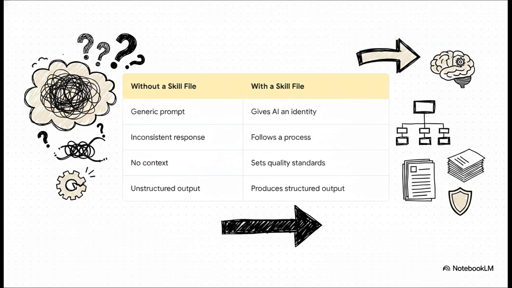But when you use a skill file, that changes everything. It's like you're giving the AI a professional identity, a step-by-step process, and specific standards. The output you get is structured, professional, and actually useful. The difference is, honestly, night and day.